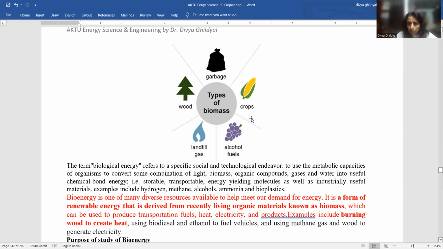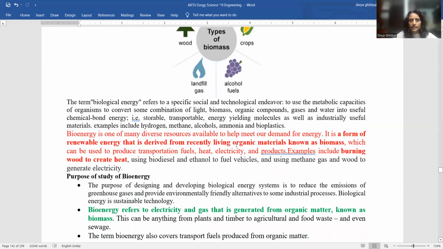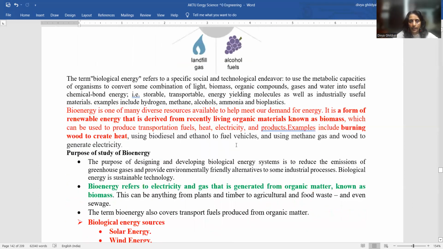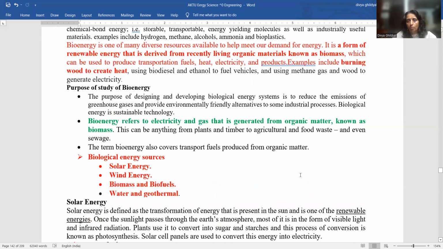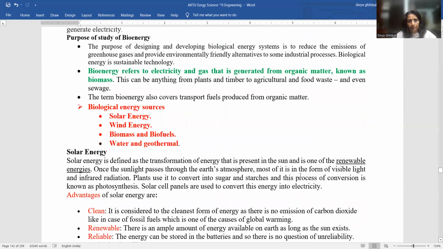Then crops can also be used for the same purpose. Alcohol fuels can also be used for lighting their lamps at home, and for getting light at their place at night. So these are all types of bioenergy. So bioenergy refers to electricity and gas that is generated from organic matter.